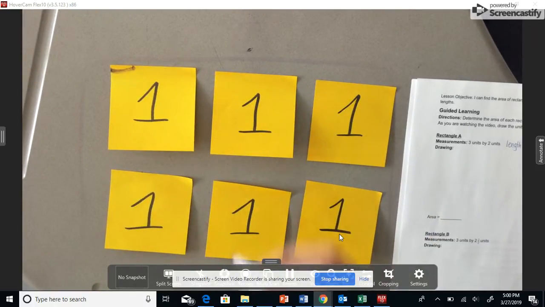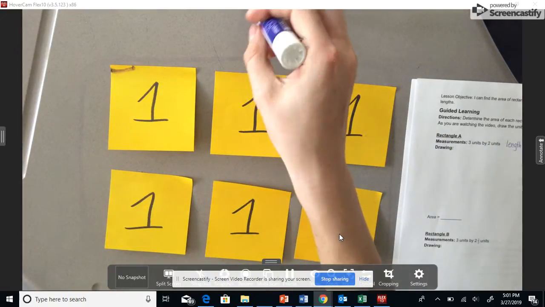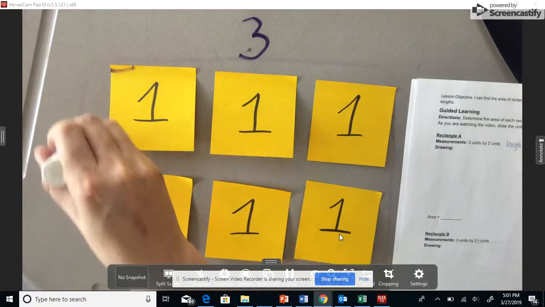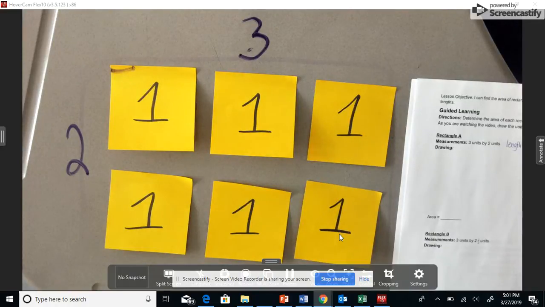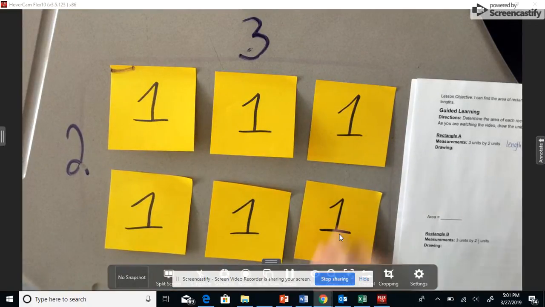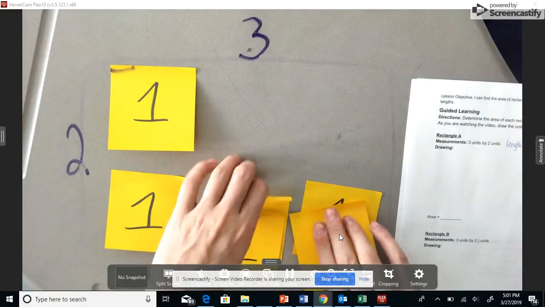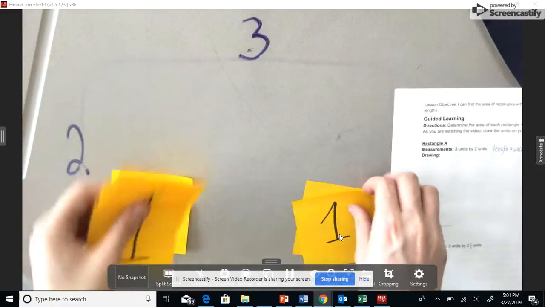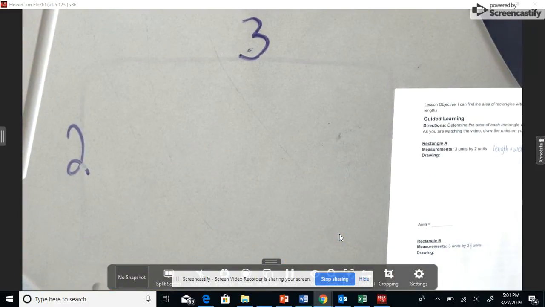So this rectangle is 3 by 2. We can count that there's 1, 2, 3, 4, 5, 6 sticky notes, or 3 times 2, which is 6. So this rectangle then would be 6 square units.